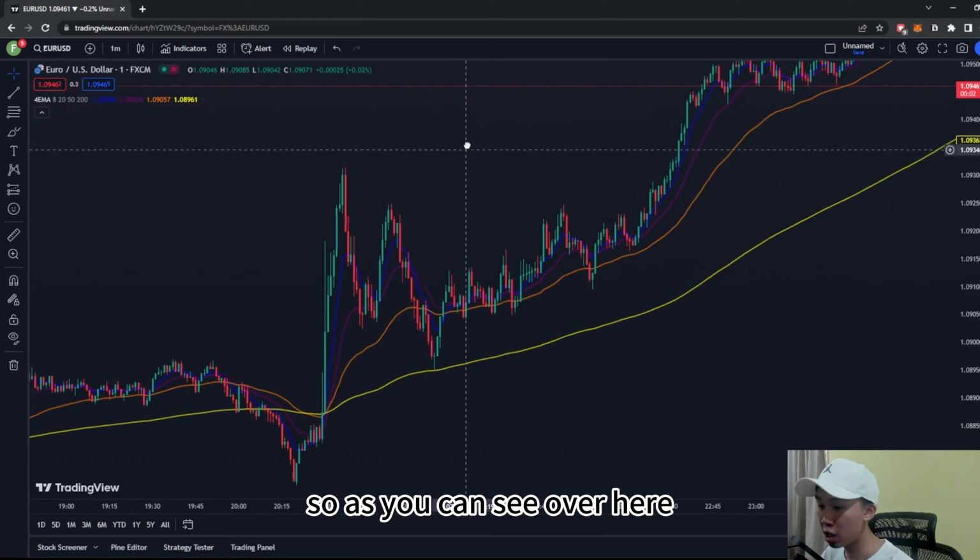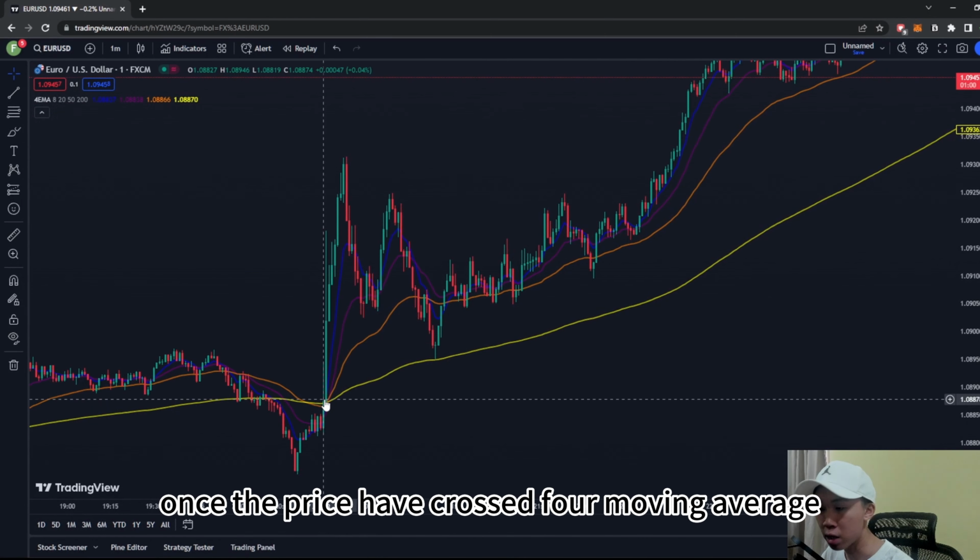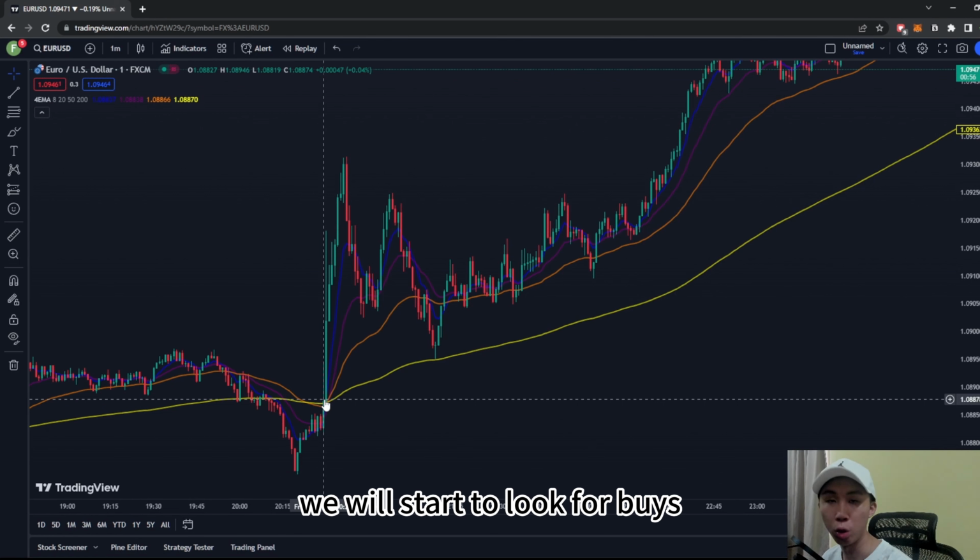So as you can see over here, once the price has crossed the 4 moving averages, we will start to look for buys.